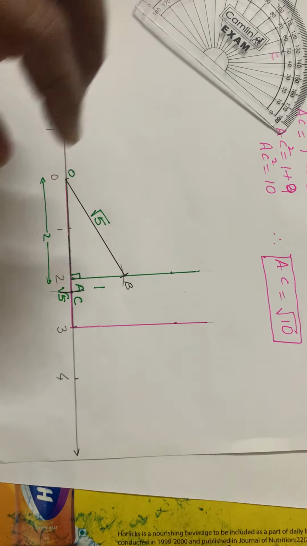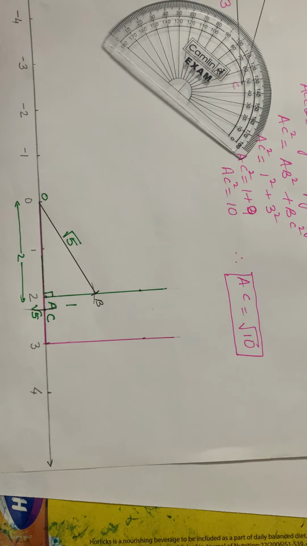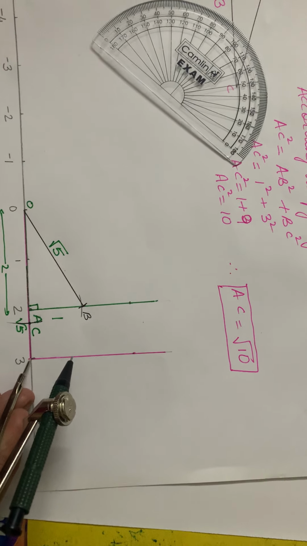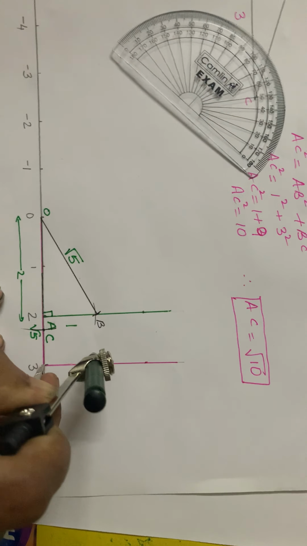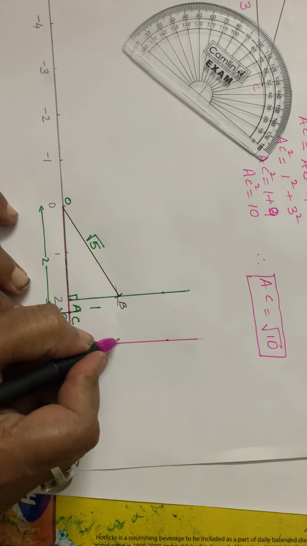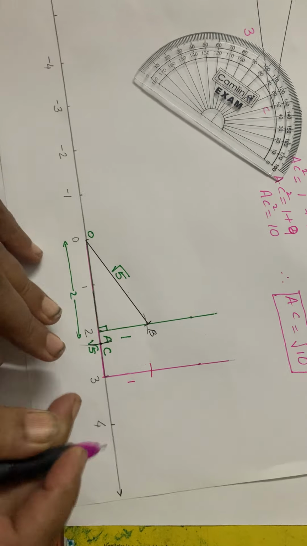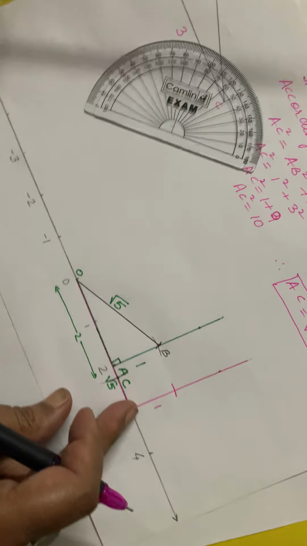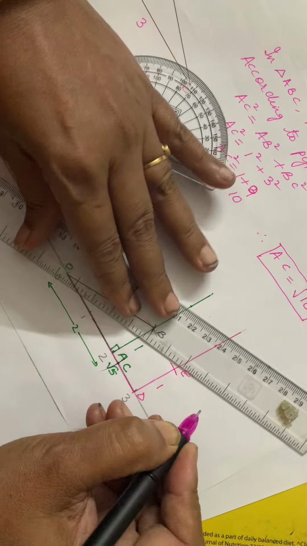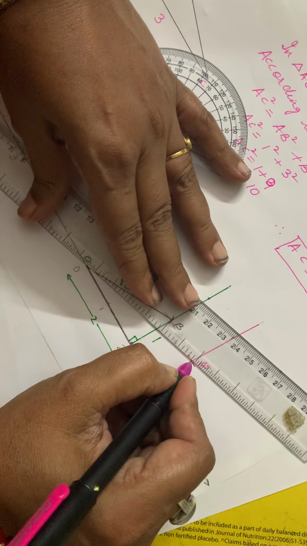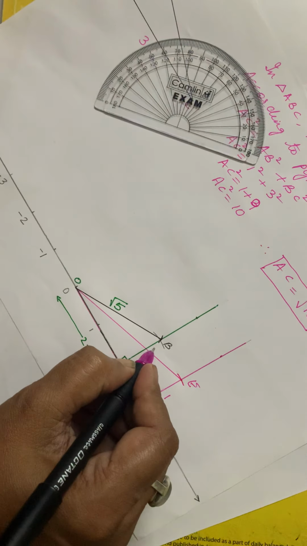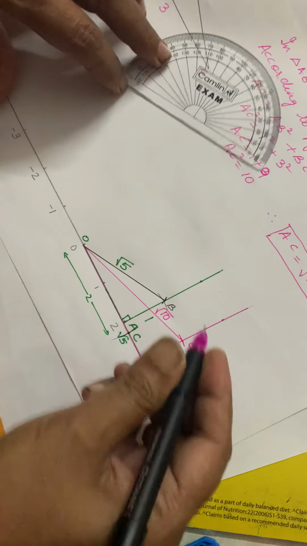Then I have to mark 1 unit length on the perpendicular from the point C. So this is 1 unit length. 1 unit, this distance is 3. Now let this point be D and this point be E. I will join OE. Now this OE length will be square root of 10.